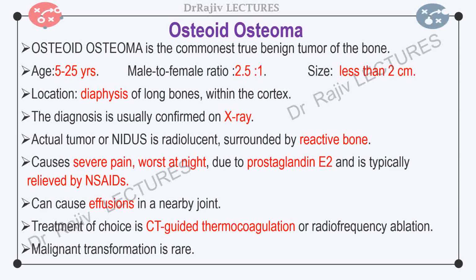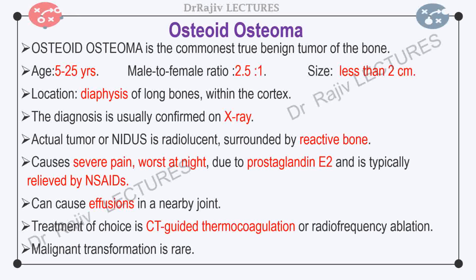The actual neoplasm or nidus is a small radiolucent core which is surrounded by reactive bone. The presenting complaint is severe pain, worst at night, that is caused by prostaglandin E2 produced by the proliferating osteoblasts and is typically relieved by NSAIDs, non-steroid anti-inflammatory drugs. Osteoid osteomas can cause effusions in a nearby joint.